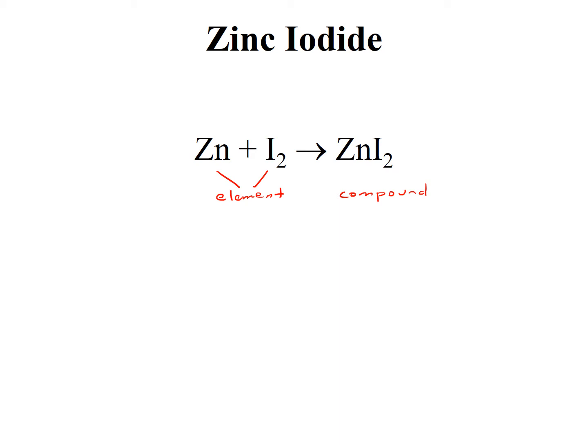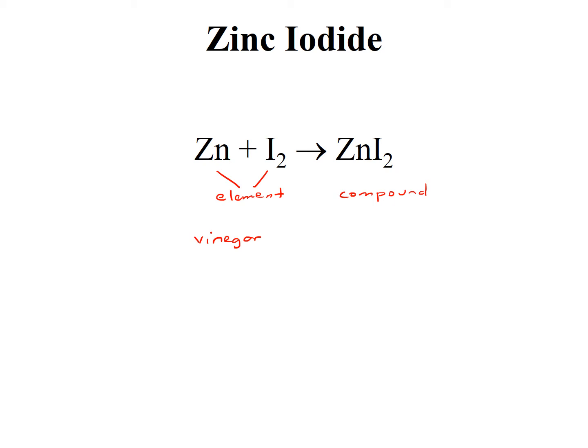So zinc is a shiny solid metal reacting with iodine, which is a purple-colored corrosive solid. Now, as we all know, it's hard to have a reaction between a solid and a solid, so you need another ingredient for this reaction to proceed, and this is supplied in the form of vinegar. So this is a very simple reaction, and you could see how it's going to react.